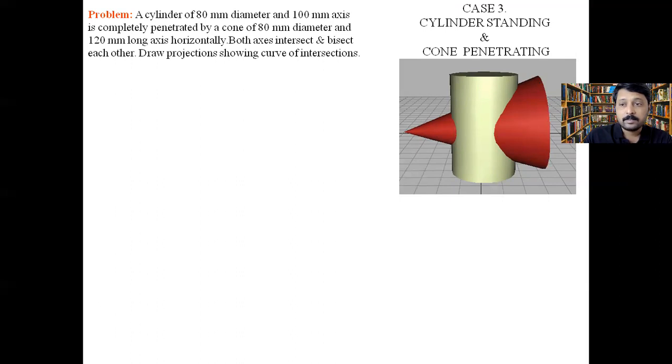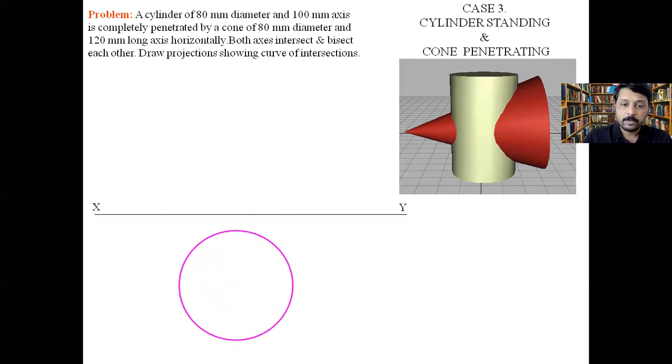What are they saying? They are saying we have to bisect. So from the middle point, we have to take the axis. Now draw the projections showing curves of intersection. Let us draw the horizontal plane XY. Draw the top view of this cylinder that has 80 mm diameter. Next is to draw the front view of this cylinder. Like we get a rectangle, we have drawn it with a 100 mm axis.